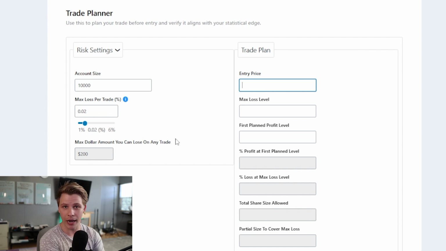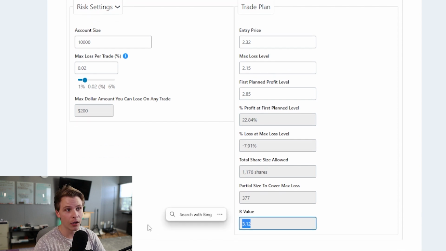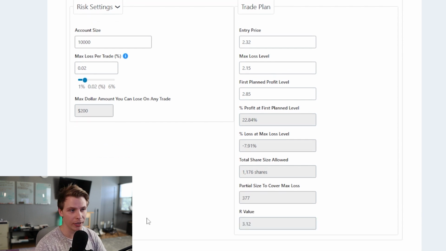And the easiest way to do that is to ensure that the size you're taking will allow you to never exceed your max loss. So you can see here, say we have a $10,000 account. The max you can lose on any one trade is $200, 2%. So we're going to say, right, entry price is 232. Max loss, as we said, next support lower at 215. And the first target is at 285. And you can see that this trade has an R value of 3.12, which is really damn good.